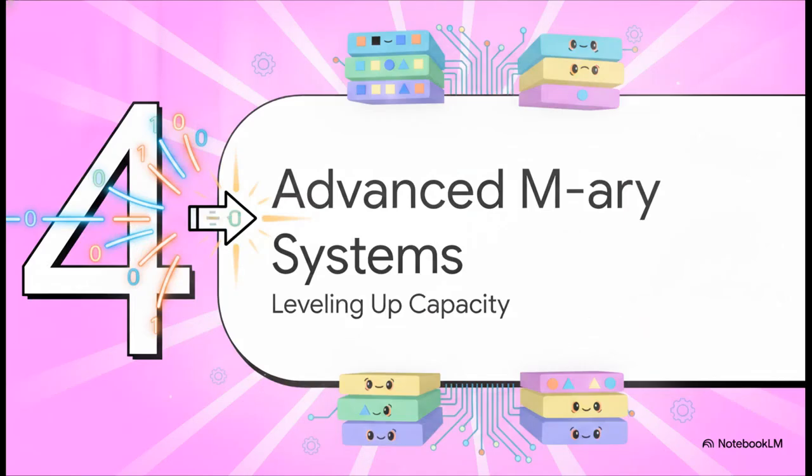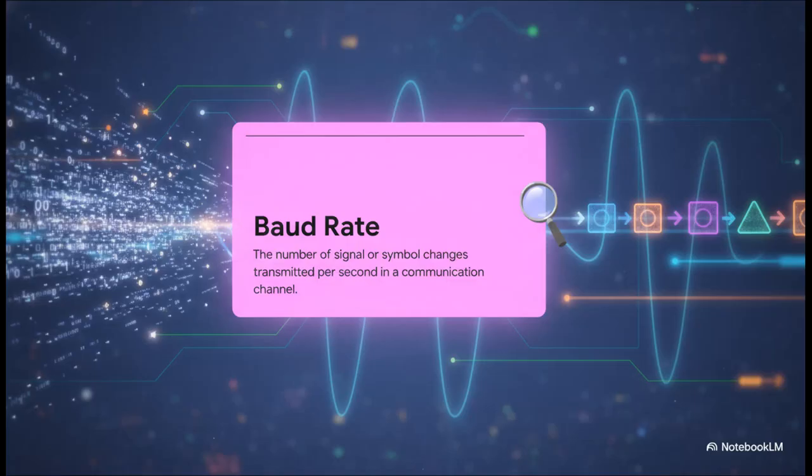Let's keep moving. Part 4, Advanced Modulations and M-ary Systems. Okay, before we start packing way more data into these signals, we have to clear up a massive conceptual hurdle, the difference between bit rate and baud rate. Bit rate is easy, it's just how many raw bits of information we push through per second. But baud rate, that's the speed of the actual symbol changes on the wire per second.